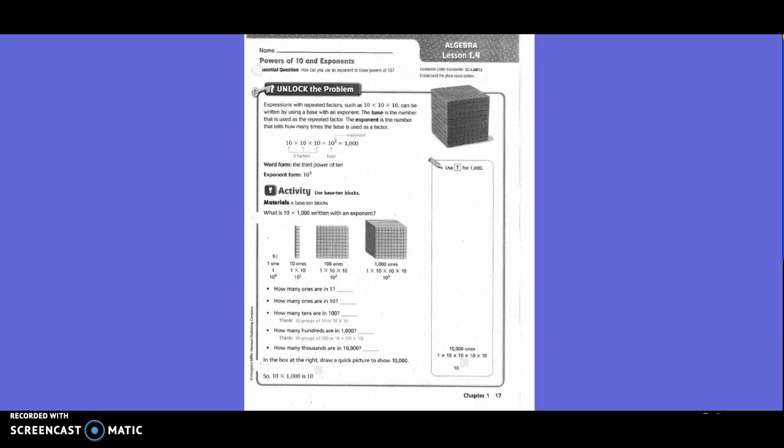So how many ones are in 1? 1, right? How many ones are in 10? 10. How many tens are in 100? 10. How many hundreds are in 1,000? 10. How many thousands are in 10,000? 10. And then it says, in the box at the right, draw a quick picture to show 10,000.